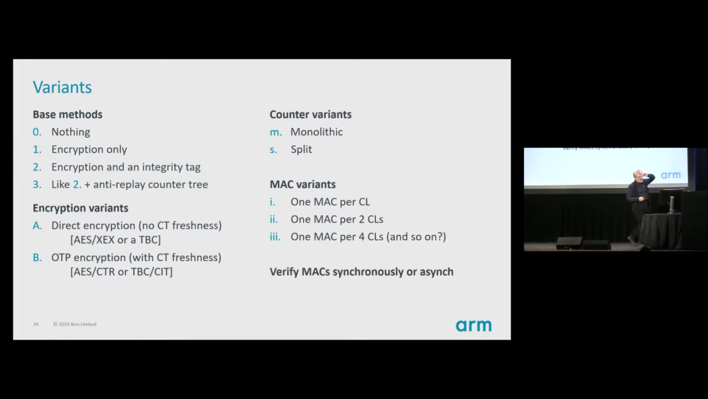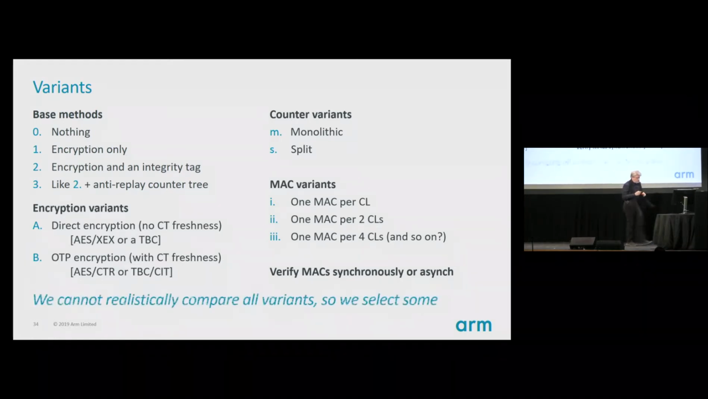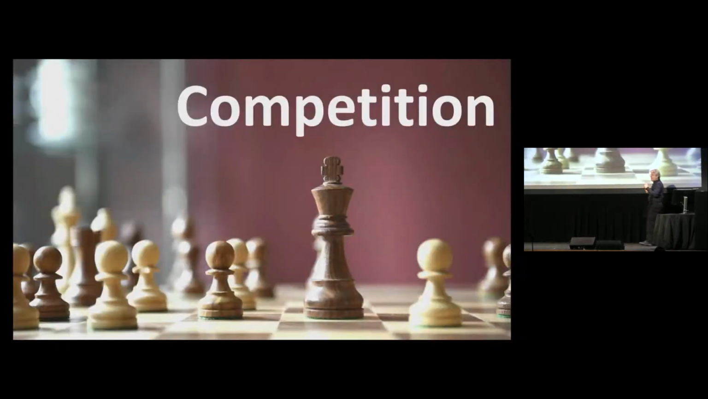And then we can verify the MACs in a synchronous way with the decryption or not. You can see there are easily about 249 different combinations we can have. It is odd because nothing has no variation. So we select some, and we have them fight each other on benchmarks.